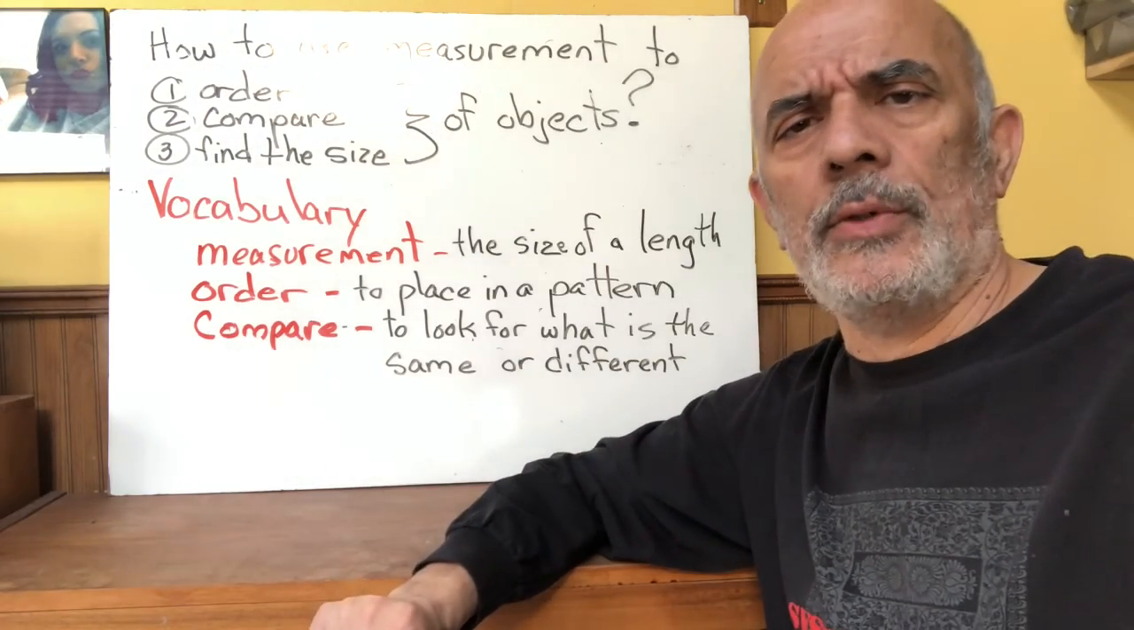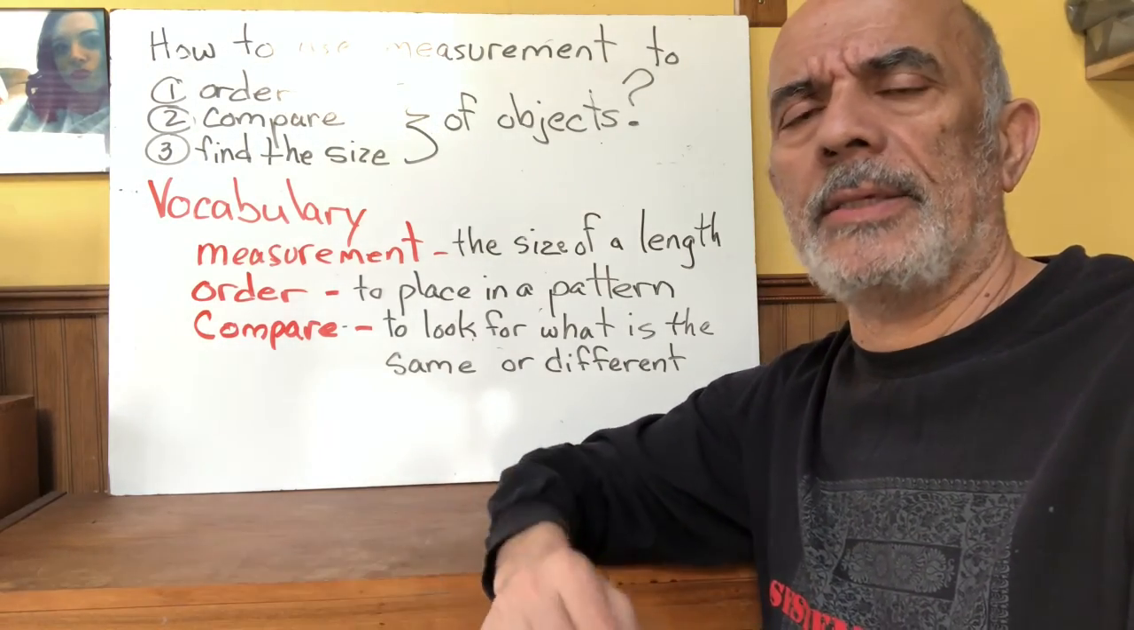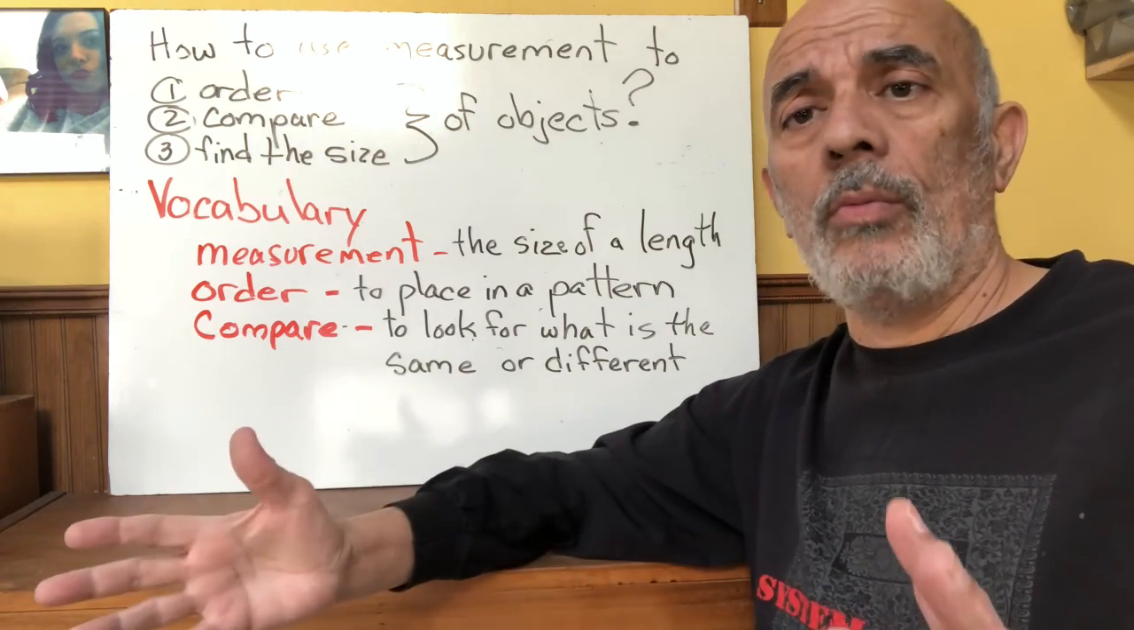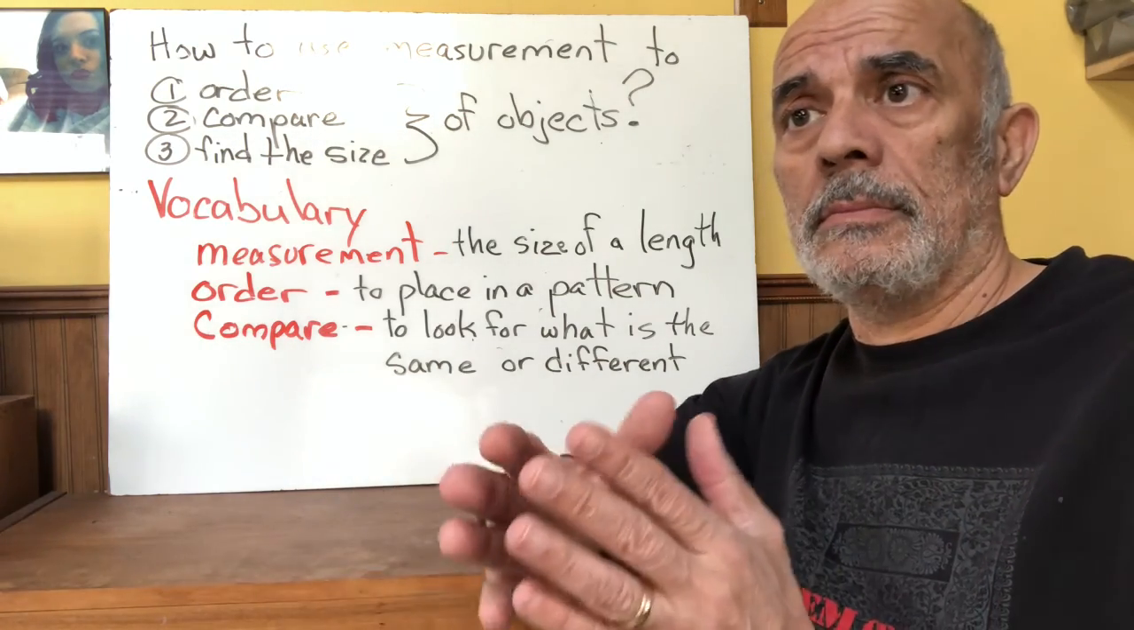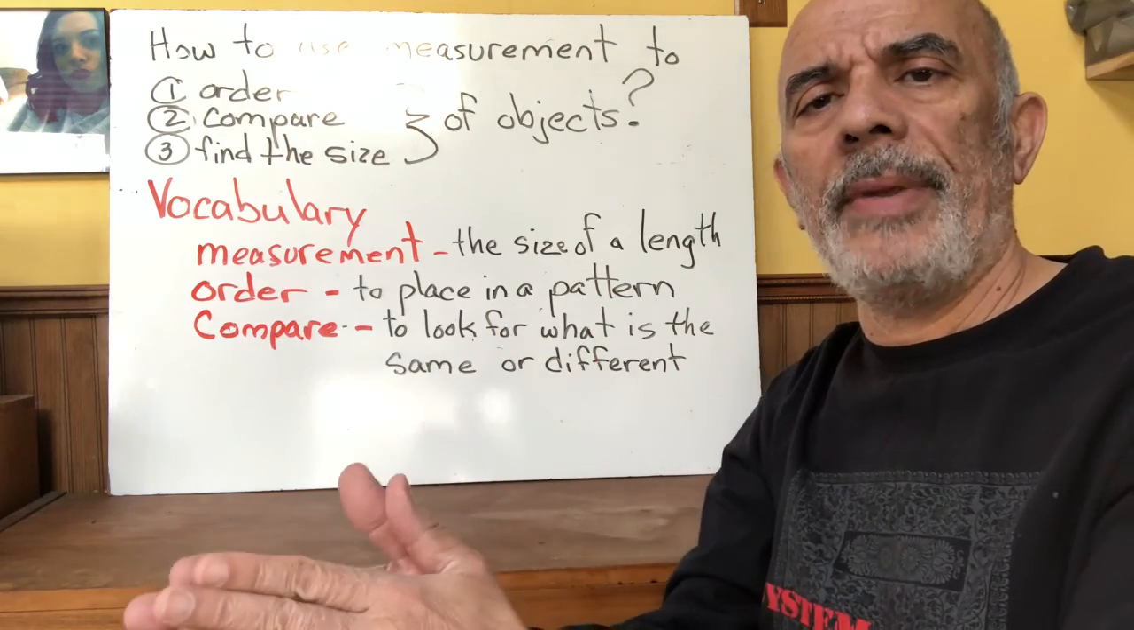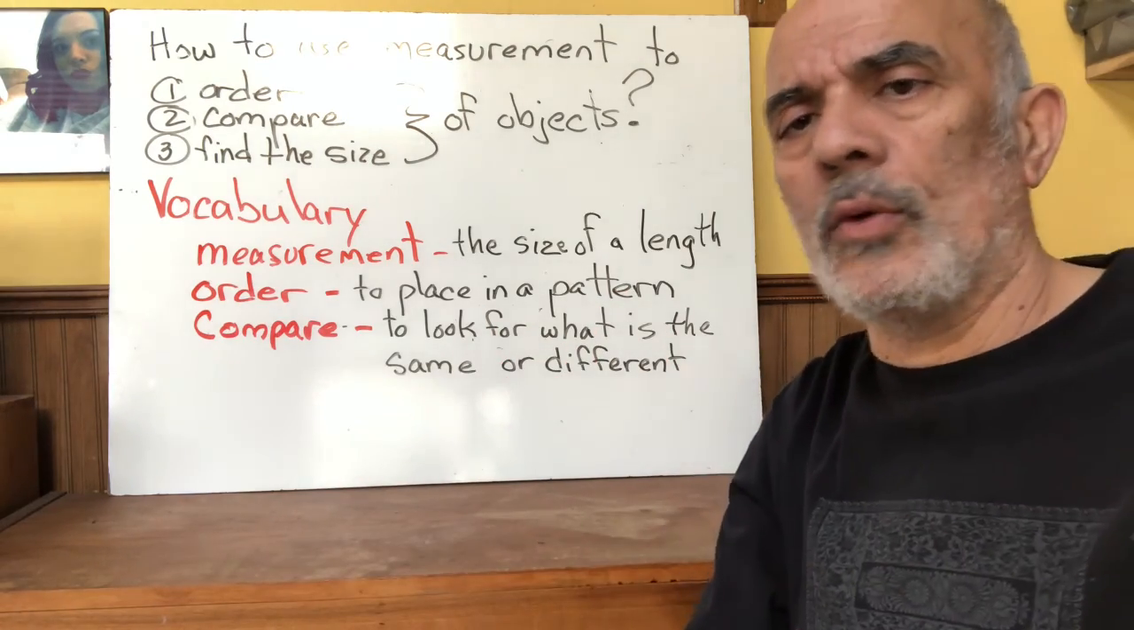Sometimes we do ABC order. A starts first, then B. We have a whole lot of words. Words with A go first, words with B second, and you keep going in that order.